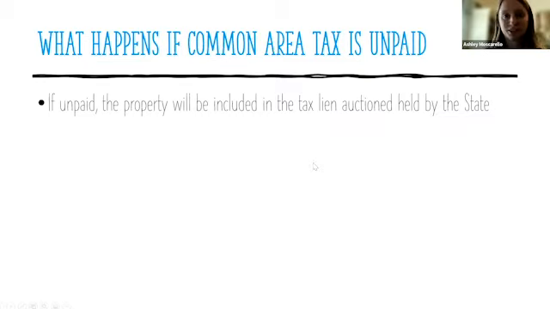Now, the fun part. What happens if common area tax is unpaid? Not by you guys, but by the developer or the bad management company that they fired. They just haven't paid property taxes on the common areas for years, like that one we saw, 2007. It fell through the cracks for whatever reason. If those taxes on the common area are unpaid, the property will be included in what's called a tax lien auction, which is held by the state.